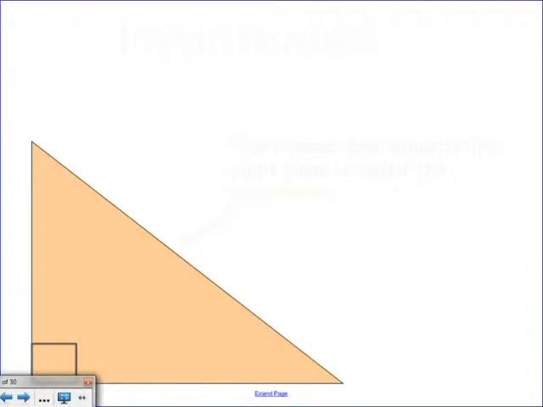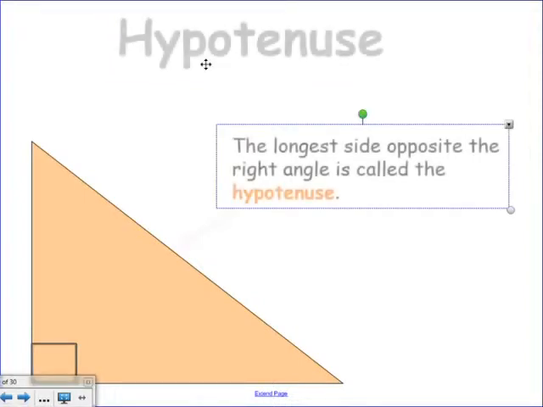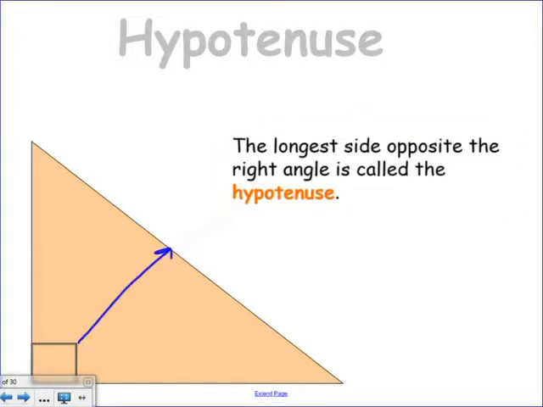What about this side here? Longer than those two. It's the longest side. It's got a special word. Anybody know what the word is in maths? The hypotenuse. Okay? The side that is opposite the right angle every time, trust me, every time, is the longest side on a right angle triangle. And it's called the hypotenuse.